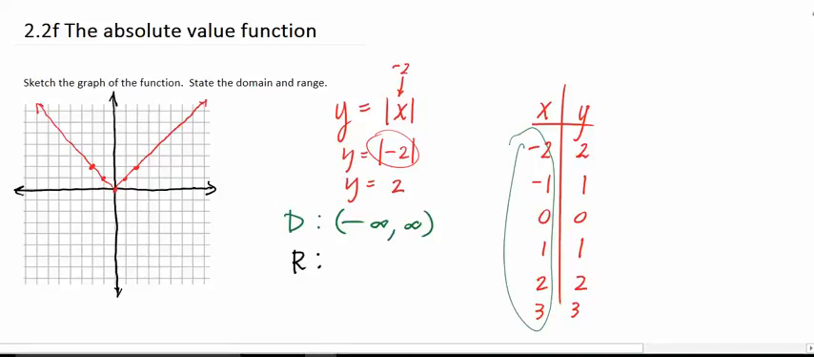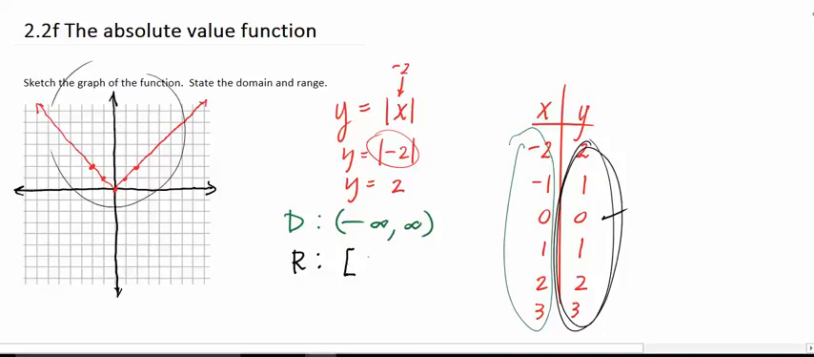Let's take a look at the range. The range, however, notice that there are no negatives in that range. We can use 0 and positives, but we're not having any negatives, and that is confirmed in the picture. So the range is from 0 to infinity. So there's my domain and range, and of course it is a function. They didn't ask me to determine that, but it is indeed a function.